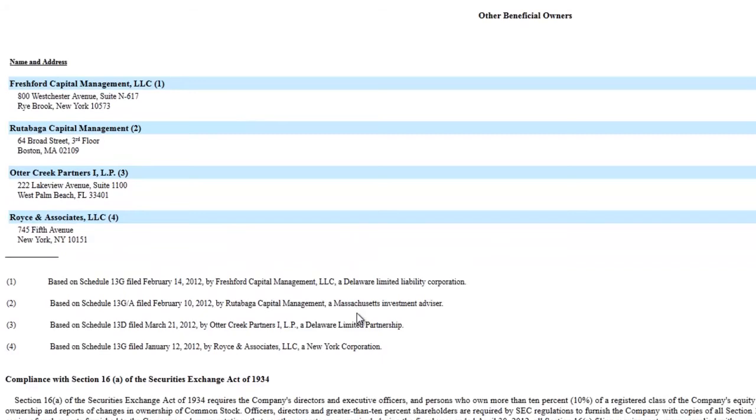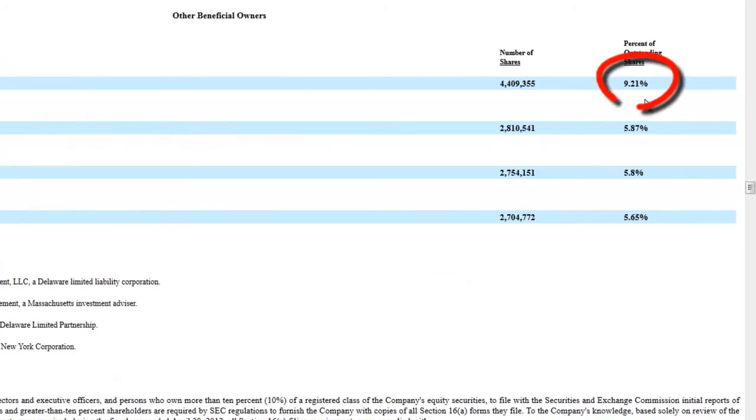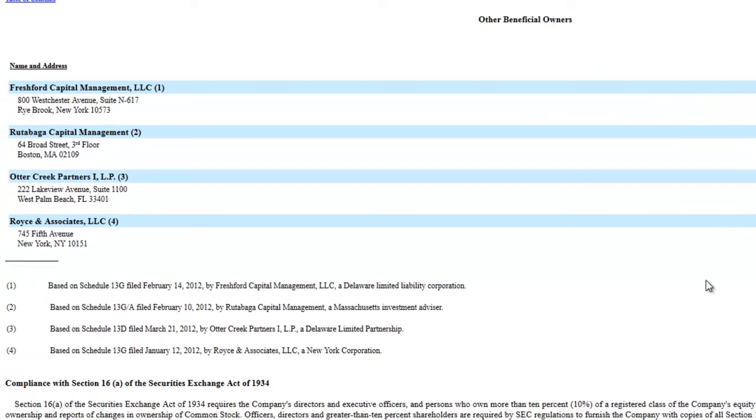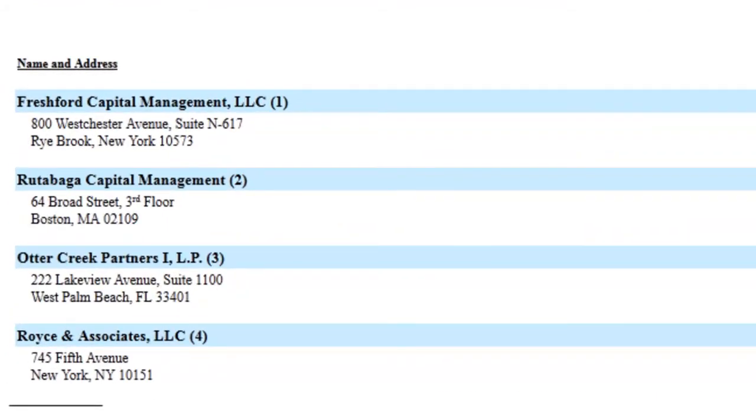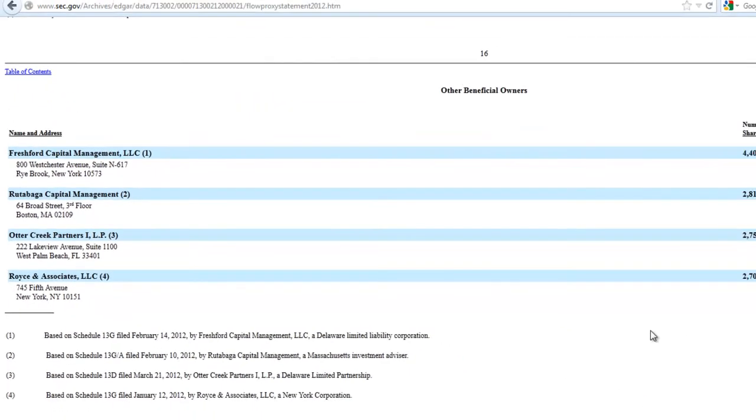Moving down, then you have a section of major shareholders. In this case, Freshford Capital Management owns 9.21% of Flow International. What I like to know, when I'm interested in investing in the company, is who are these guys? Because I'm a value investor and look for underpriced securities, are these guys also value investors? So you take the name, you Google them, you find out who they are. Maybe you can also find out what other companies they invest in. Again, very important section.